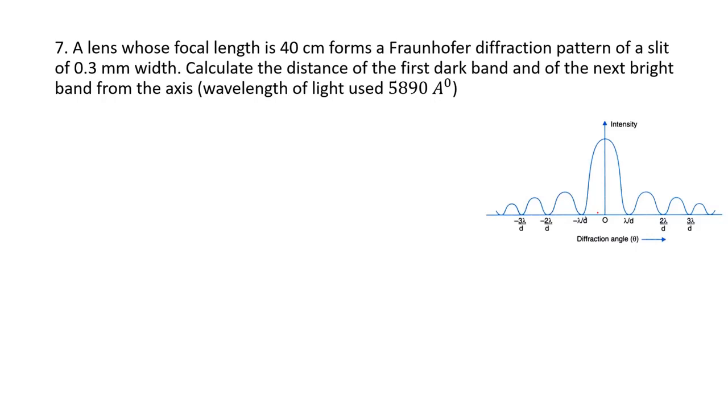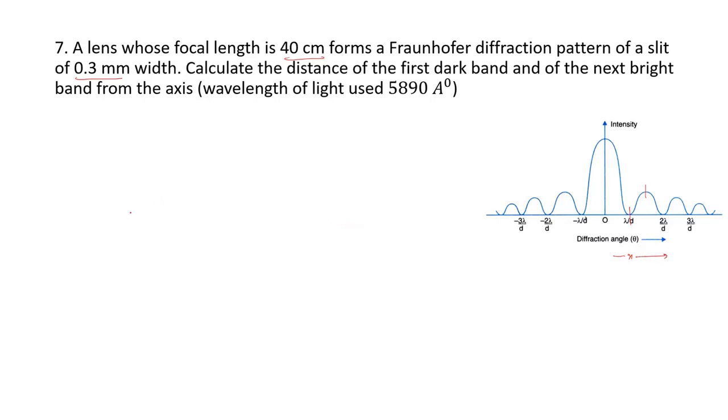A lens whose focal length is 40 centimeter forms a Fraunhofer diffraction pattern of a slit 0.3 millimeter wide. Calculate the distance of the first dark band and the next bright band from the axis. You are asked to find the distance of the first dark band, this one, and the next bright band, this one, from the center. When you are asked to find the distance, they actually mean the geometrical distance. So what you need to find is the x, not the theta value, the x value corresponding to these theta.